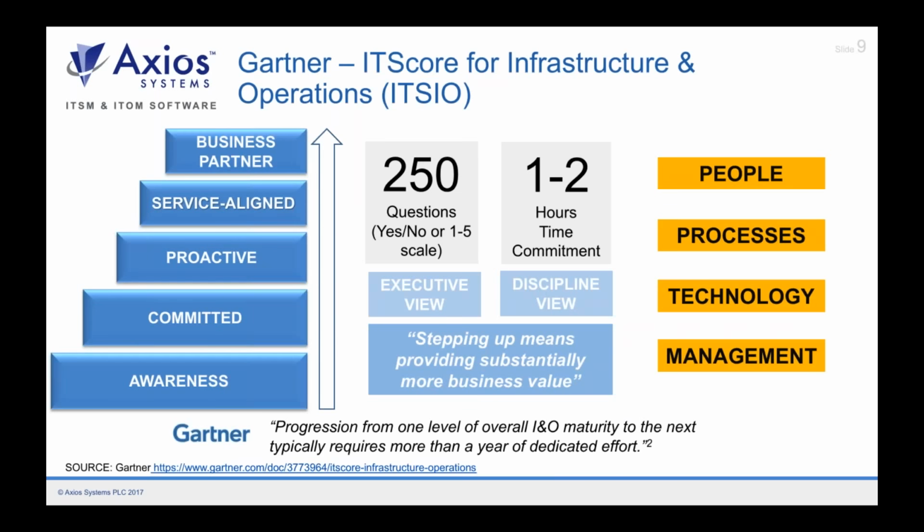We're going to start with Gartner's ITScore for Infrastructure and Operations because their model has the broadest scope and it sets the scene for evaluating IT maturity in a well-rounded way. Typical time commitment for this model is about 1 to 2 hours, completing 250 questions. Now, it's a 5-level maturity model, but it also has 4 dimensions. It looks at 4 broad aspects of IT and the way it's organized and managed. These are people, process, technology, and business management dimensions, which we'll be getting into in just a moment.